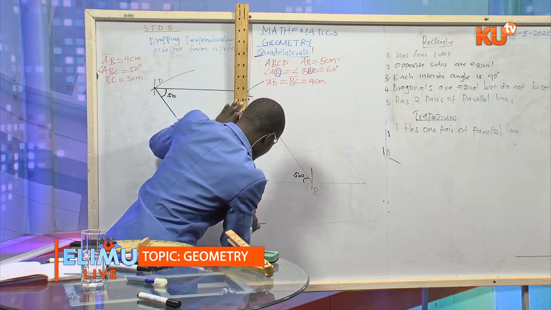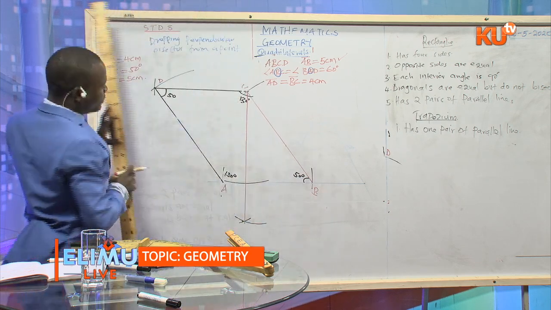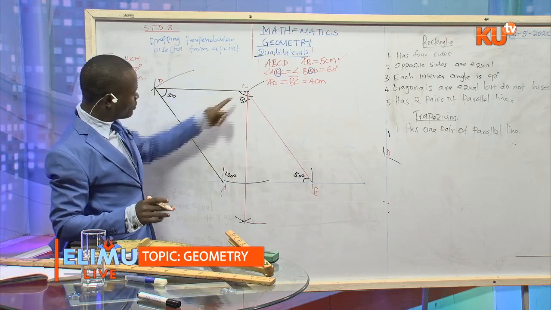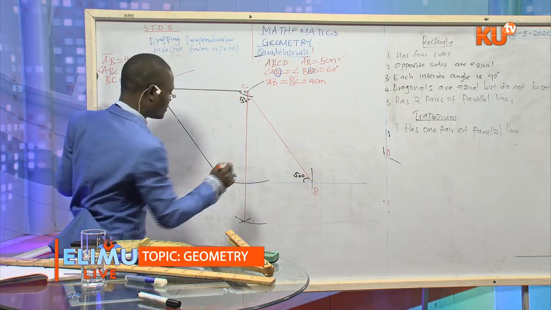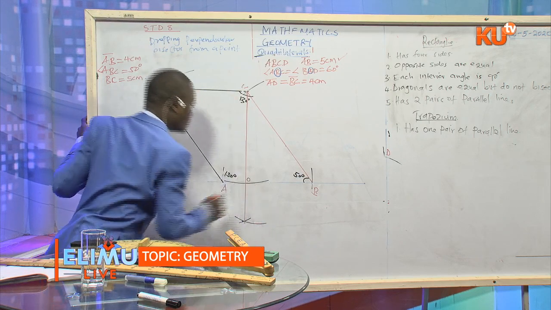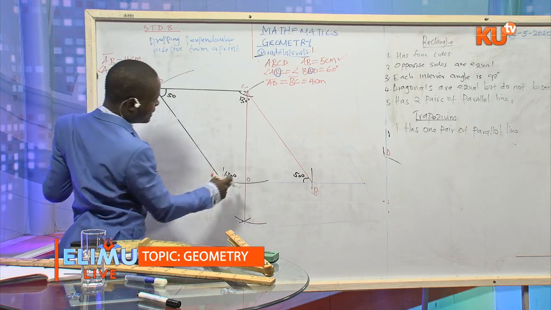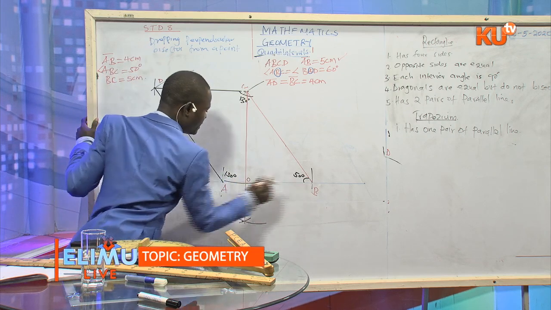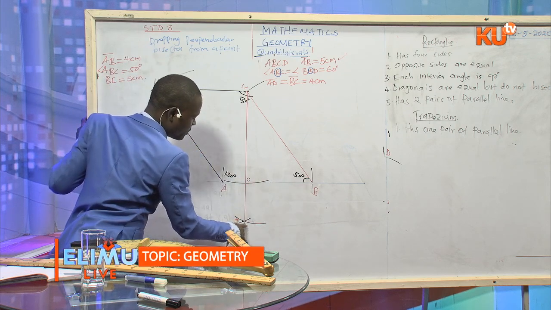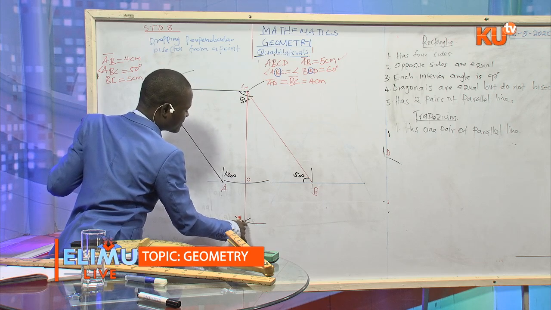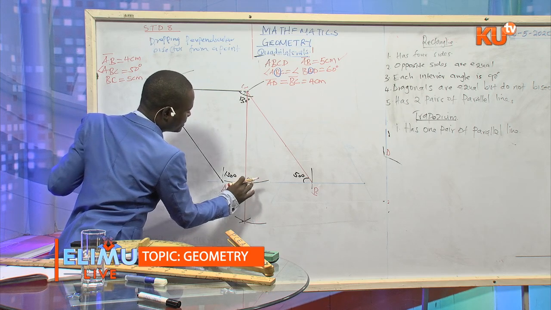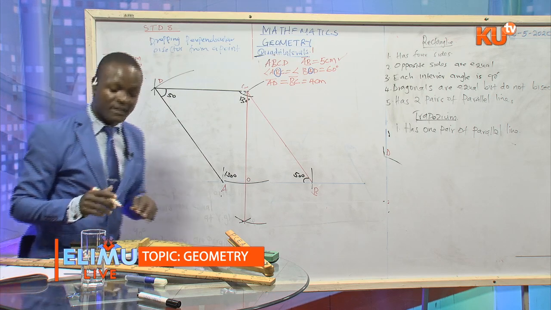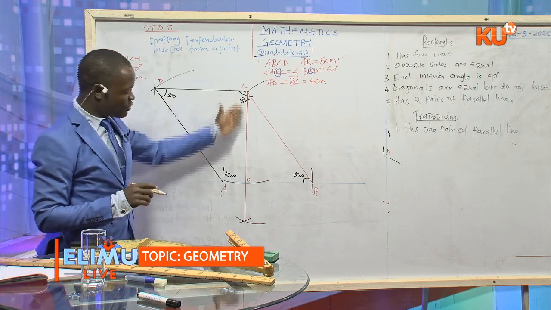So you do what I'm just doing. You are told to drop a perpendicular from point C to cut line AB at O. So now where the perpendicular bisector is cutting line AB is where you write O. Don't write O where the two arcs intersect. So this is point O. This is how you're supposed to draw a perpendicular.